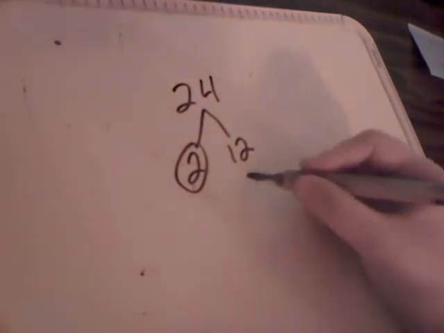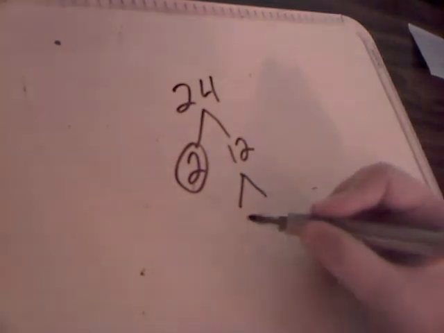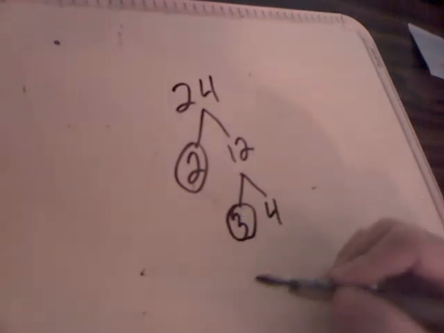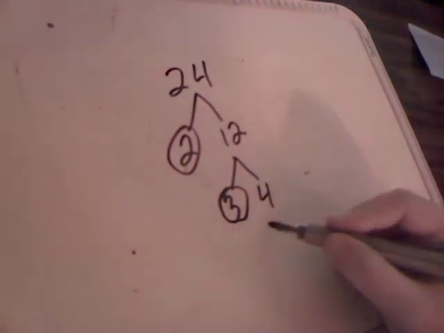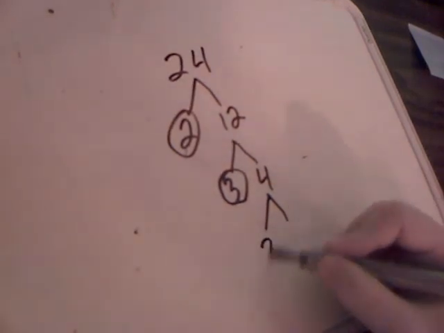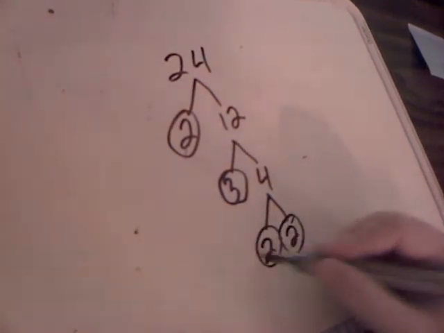Let's break this 12 down. What two numbers multiply together to make 12? Now, you could come up with a different answer than I get, but as long as it's mathematically correct, we'll come up with the same numbers as the end product. I'm going to use 3 and 4. 3 is a prime number, 4 is not. So I have to break 4 down even further. 4, well, that's pretty simple. We have 2 and 2.